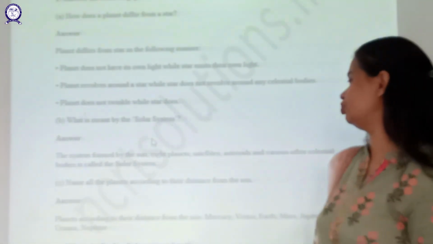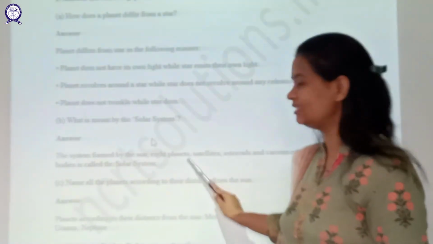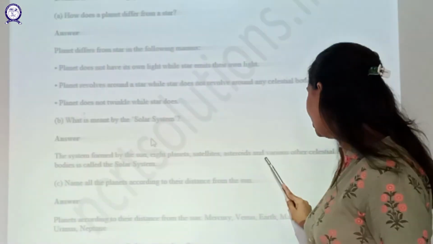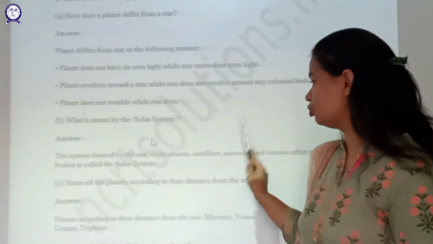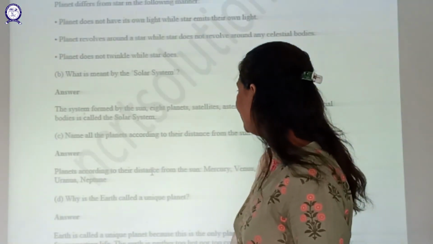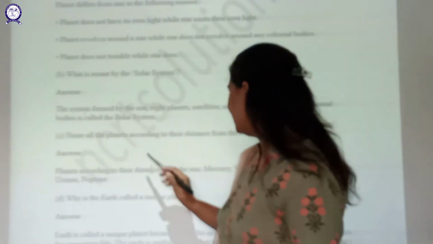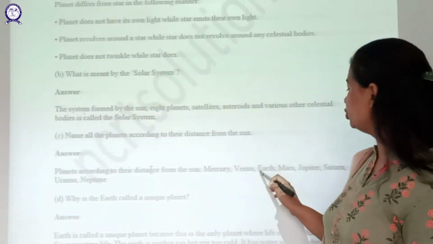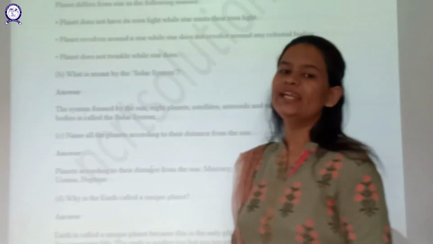Yes, a very important question. The Sun, all the 8 planets, satellites and other celestial bodies like asteroids and meteoroids together frame the solar system. The next question is, name all the planets according to the distance from the Sun. I already told you that Mercury is the nearest planet to the Sun. Then is Venus, then Earth, Mars, Jupiter, Saturn, Uranus and Neptune.